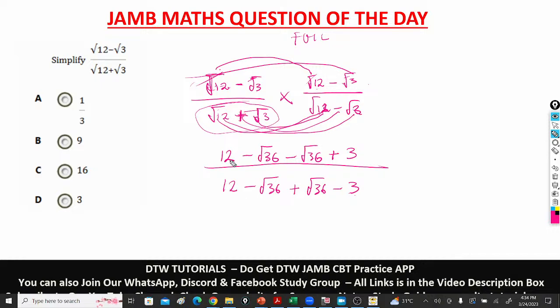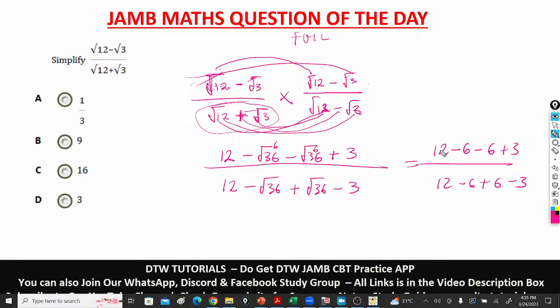All right, so here, what do we have from here? Let's do this here. So here, the square root of 36 is 6. The square root of this is also 6. So we have here 12 minus 6 plus 3 over, here we have 12 also minus 6. This will be plus 6, then minus 3. Okay, do you see that?